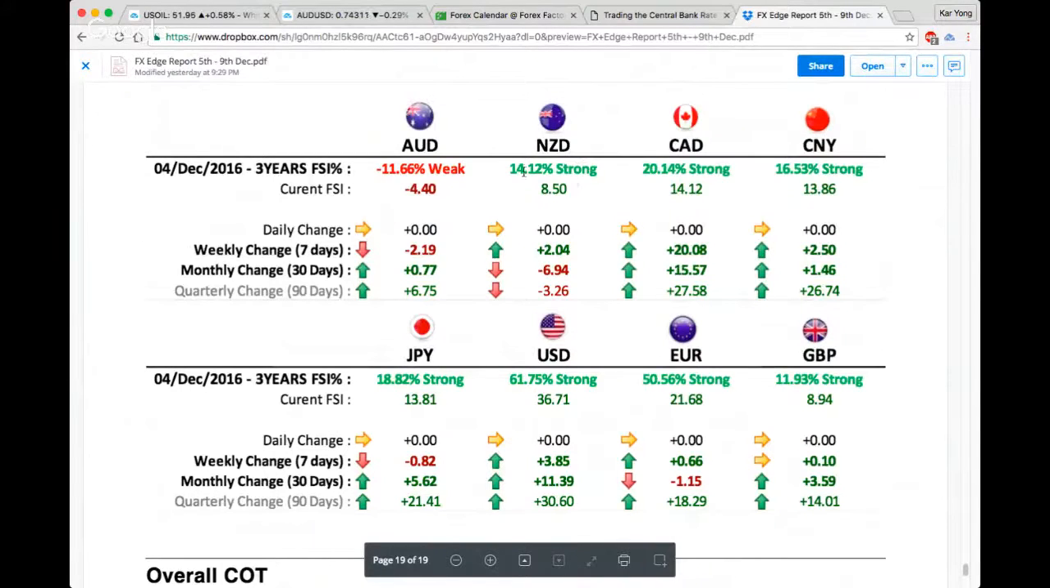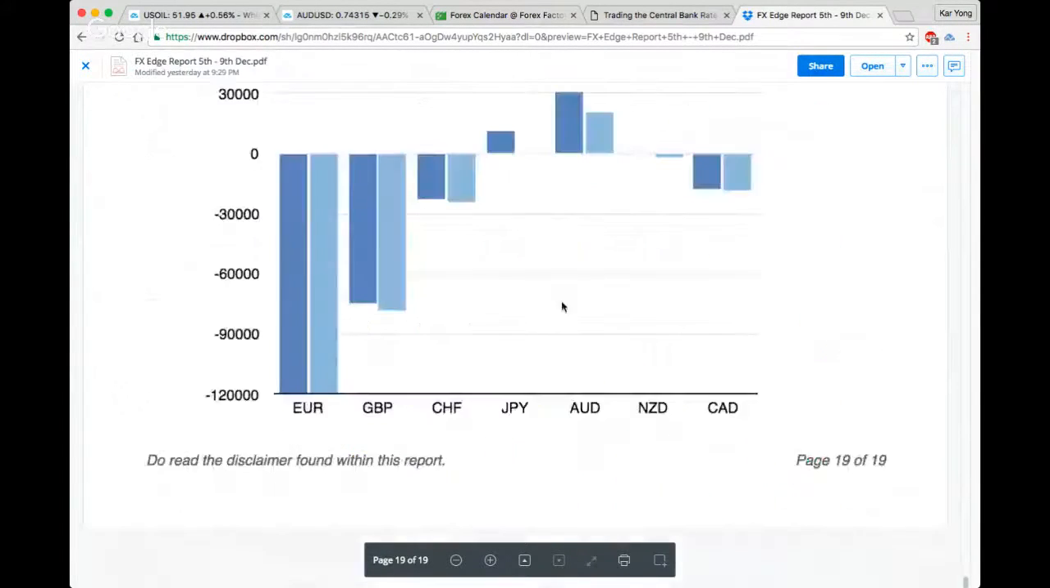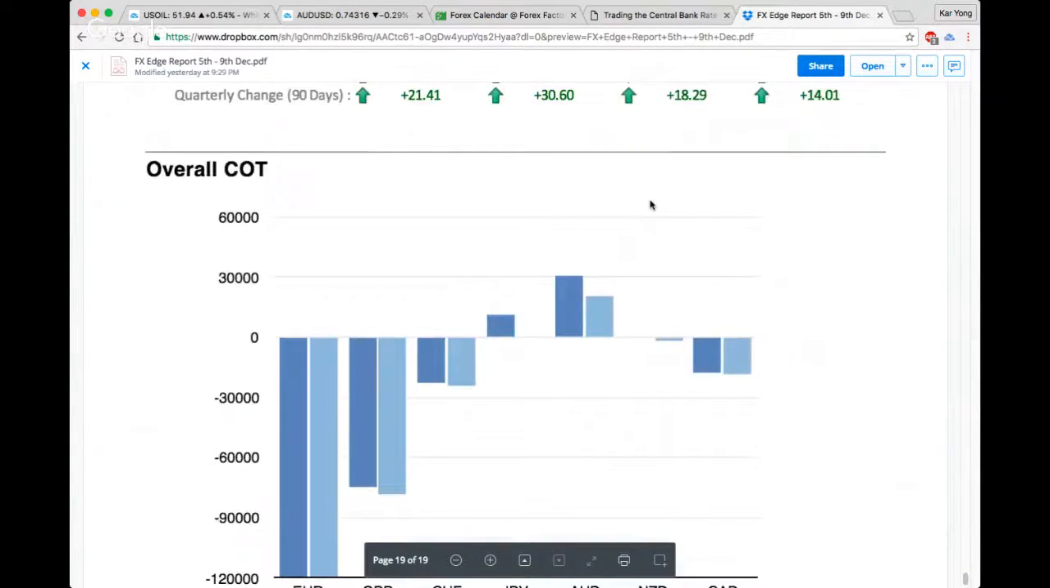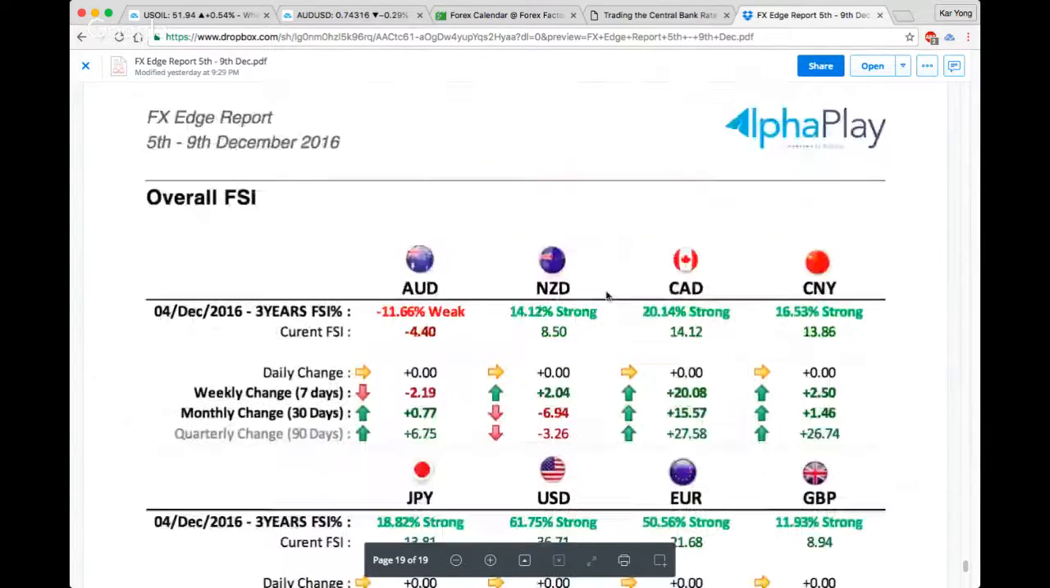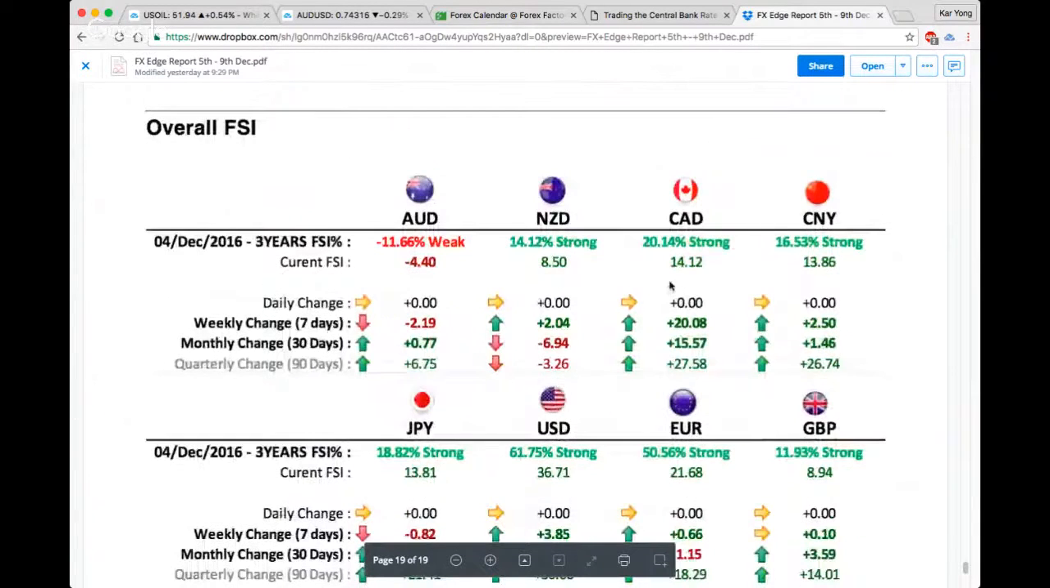Fundamentally, Kiwi is strong, but if you look into the sentiment, it's still towards the downside. Over here you can see it's hovering around zero, slightly towards the downside. So if you want to trade Canadian strength, trade it against the Aussie dollar and the Kiwi. Basically, you sell Aussie CAD and sell Kiwi CAD.